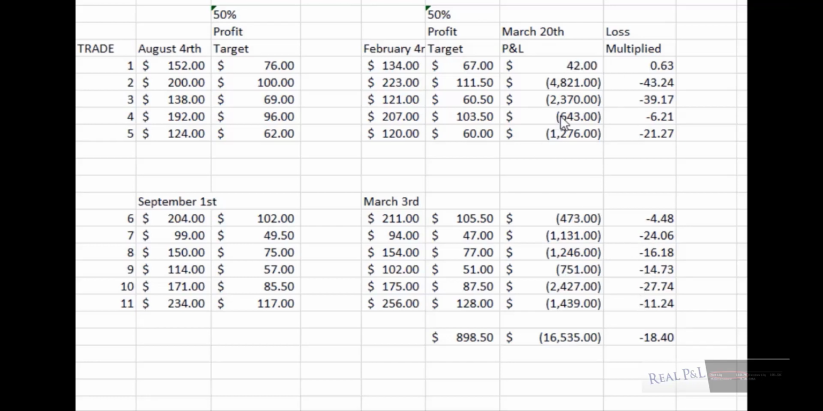So if, for example, you have a 16x loss, that means you've got to make profit 16 times in a row just to get back to break even. And look at the size of these multipliers.